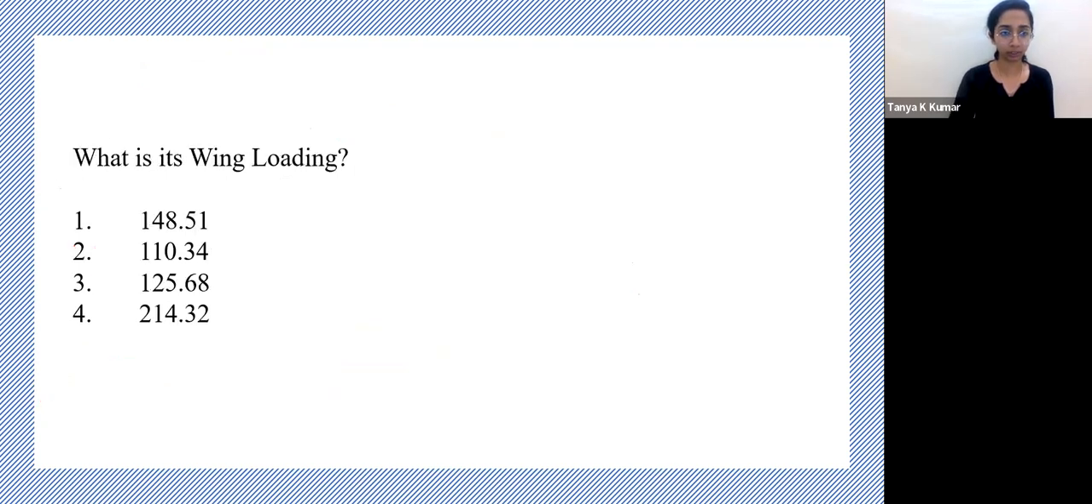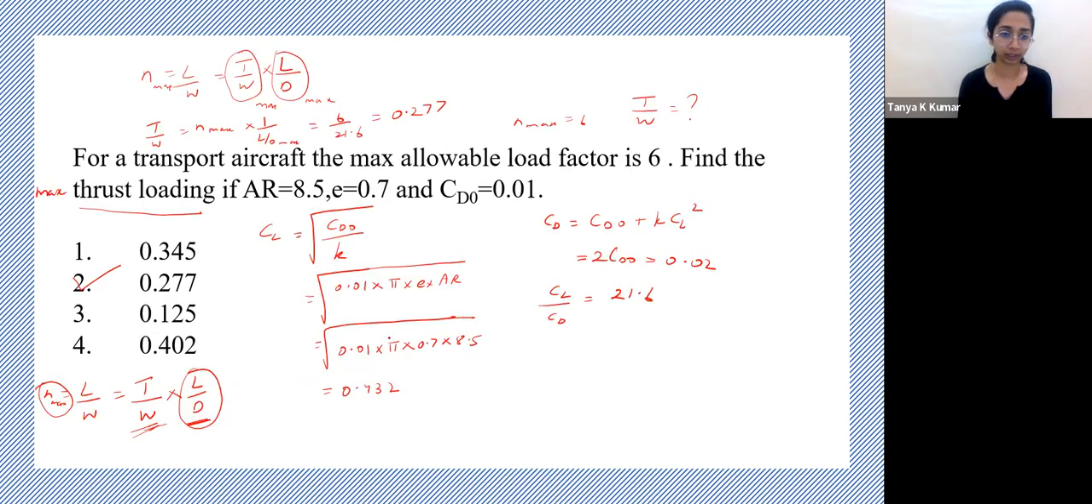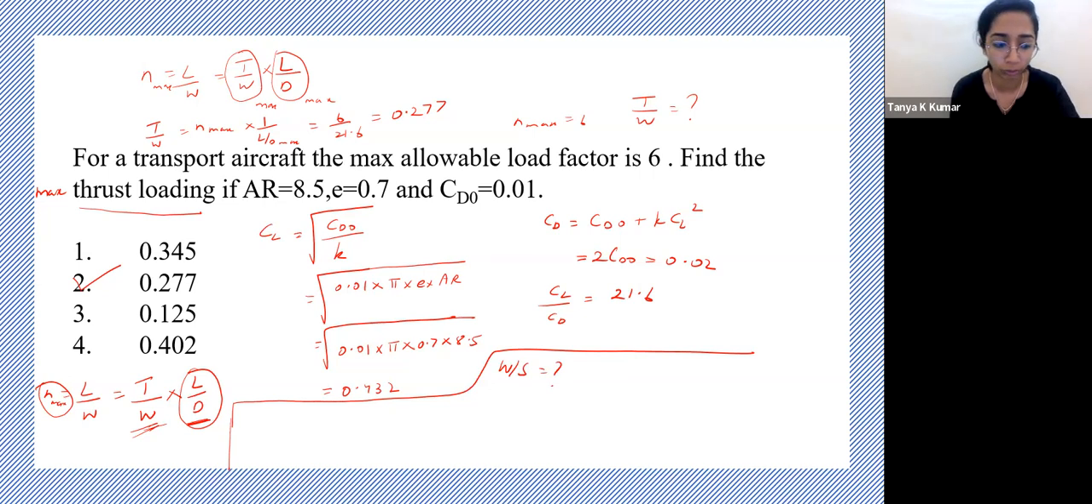Okay, let's move on. For the same question, what is the wing loading? What is W by S? For the same question, how do we proceed? Because I think one of the questions we had already done this. How do we proceed? Somebody else tell me this time. How do we find out W by S? We just did a question along similar lines. How do we find out W by S?